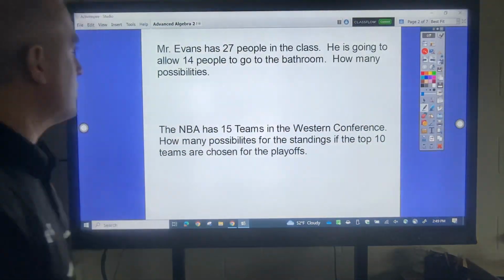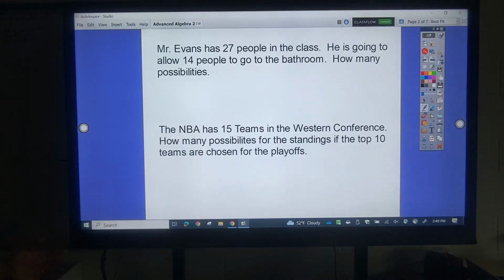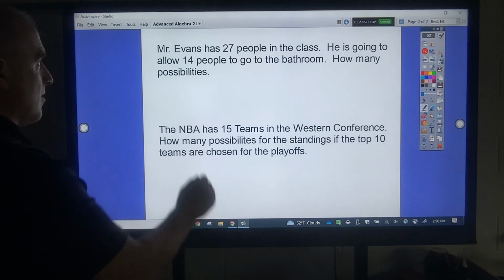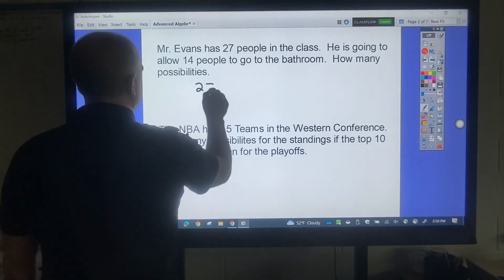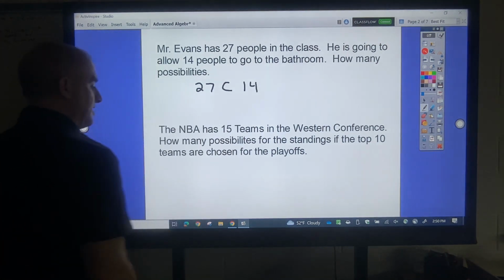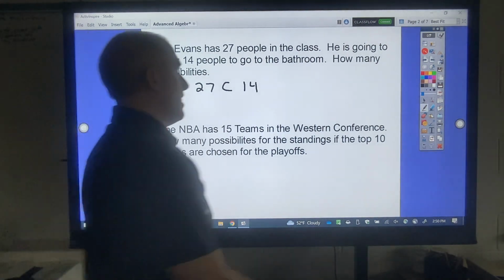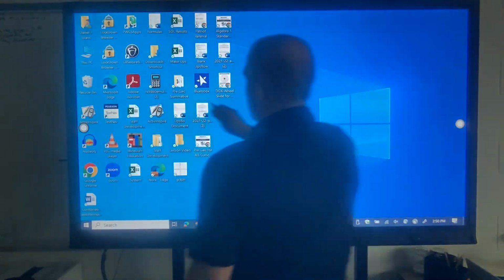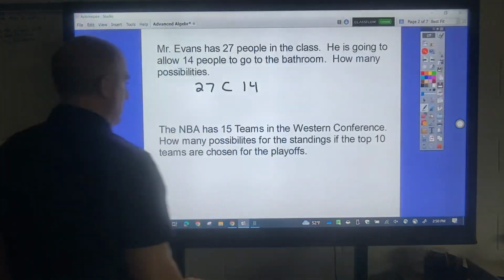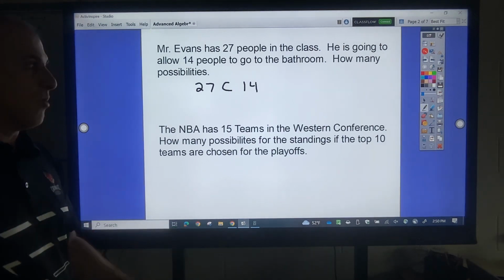Okay, so Mr. Evans has 27 people in class. He's going to allow 14 people to go to the bathroom. How many possibilities is this? Well, it's going to be 27, this is a combination of 14. That's what the C stands for. The reason why is it doesn't matter whether that person goes to the bathroom in that group. It's not an order within that.